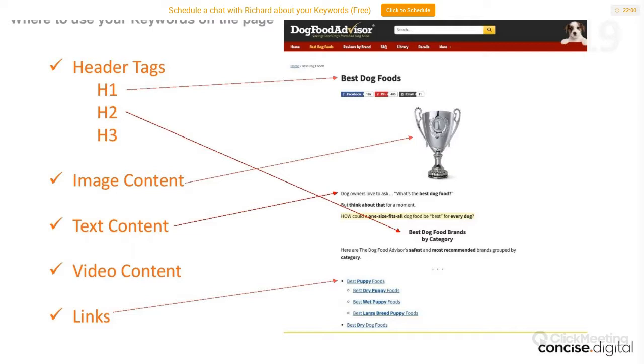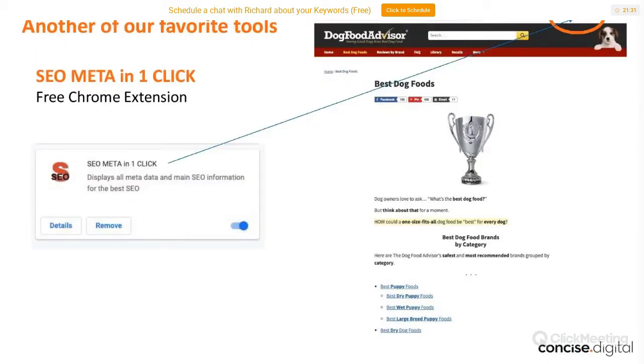If we then clicked on that particular page, what you can see is that the keywords are also used in other places: the header tags, the H1, H2, and H3 header tags, the name of the image, and also the alt tag that goes along with the image. Obviously, using keywords in text content, if you're going to have videos, and if you've got links on the page, all of this can help the ranking for the keyword within Google.